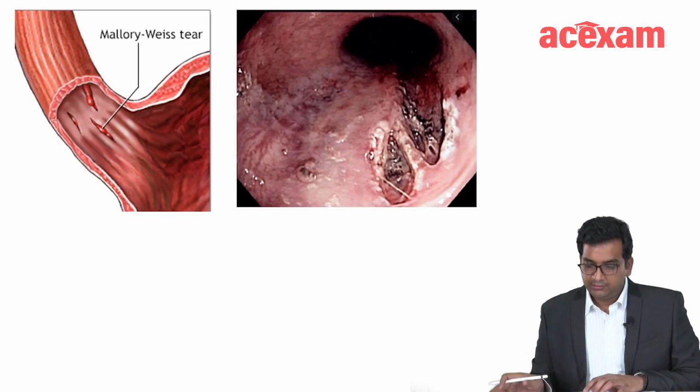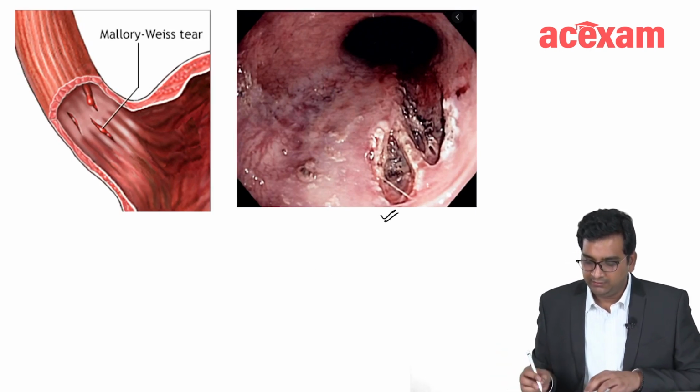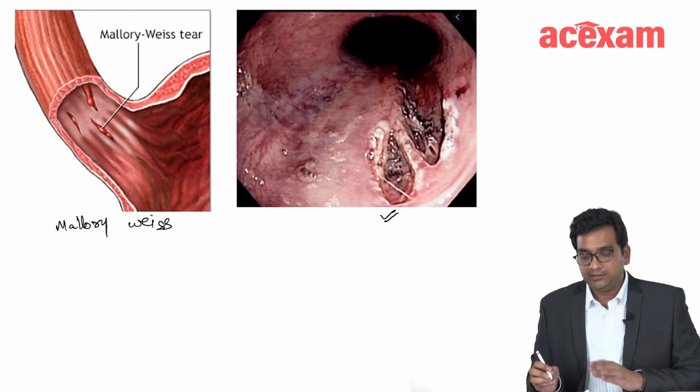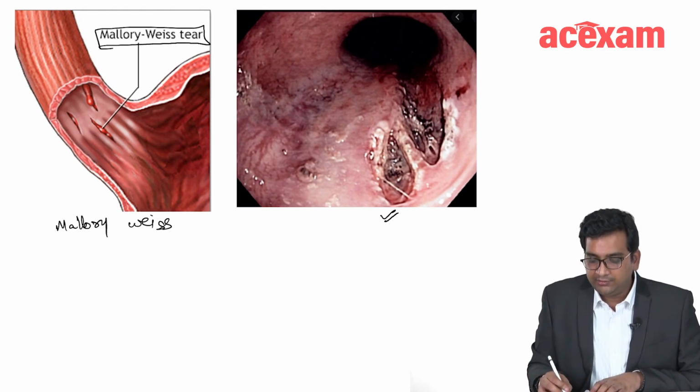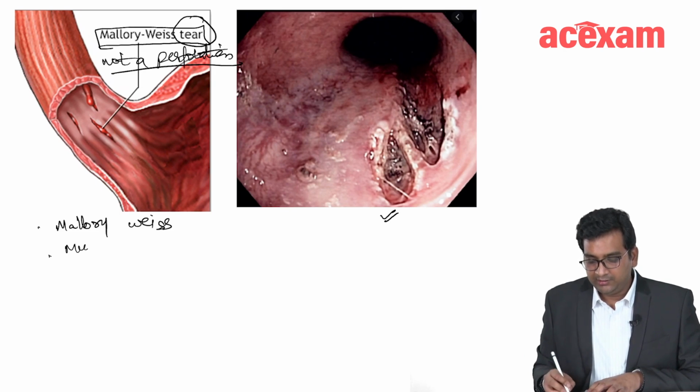So now this is the endoscopic picture which is commonly seen in Mallory Weiss tear. Don't call it Mallory Weiss syndrome. Always call it a Mallory Weiss tear. This way you will always remember that it is a tear, not a perforation. This is only a tear, or a mucosal or oblique submucosal tear.